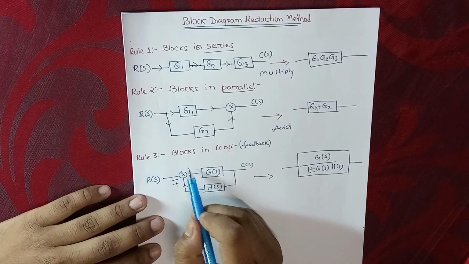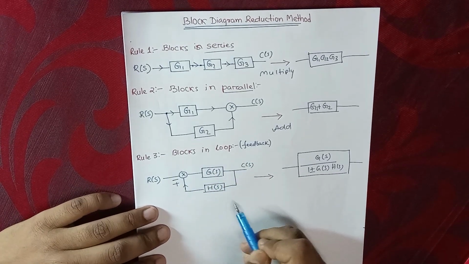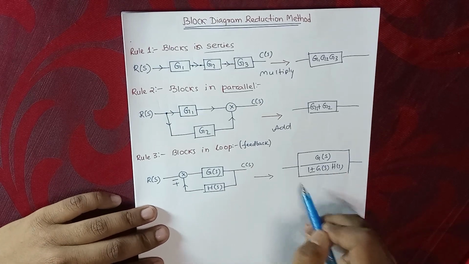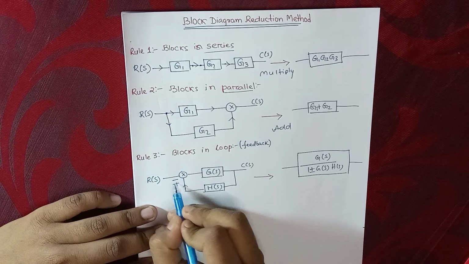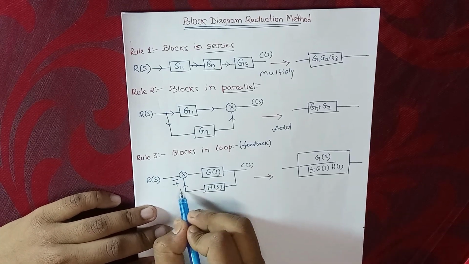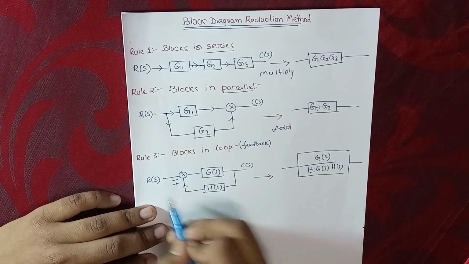Now the third rule is if the blocks are in a feedback loop. If the blocks are in a feedback loop, then the formula is G(s) by 1 plus G(s)H(s). That positive sign is for negative feedback and the negative sign is for positive feedback. Remember this: positive sign is for negative feedback and the negative sign is for positive feedback.